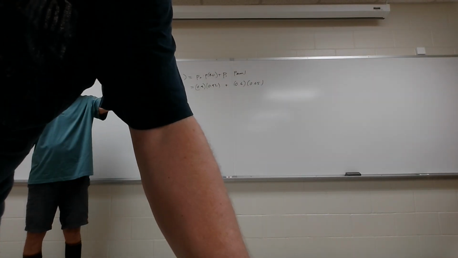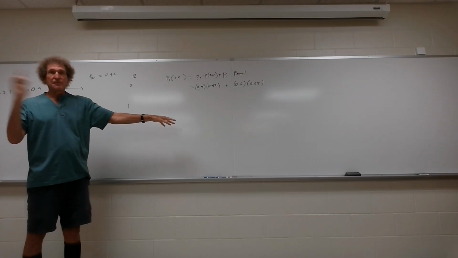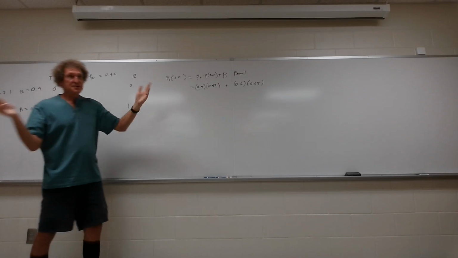To make sure you see at least the logic. We need these two things, probability of receiving a 0, probability of receiving a 1 before we go any further. With me? That's where I start these problems.